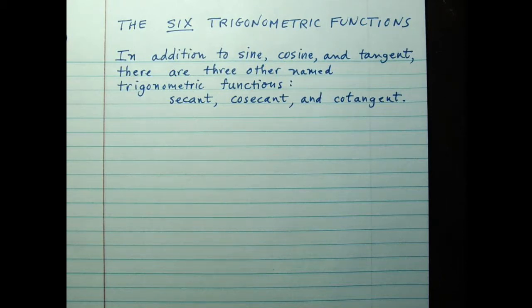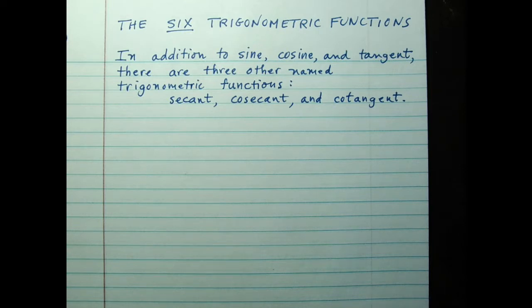So our next step here is to talk about the three remaining trig functions. There are six total. We already know about sine, cosine, tangent. The three additional trig functions are called secant, cosecant, and cotangent, and that will be it.